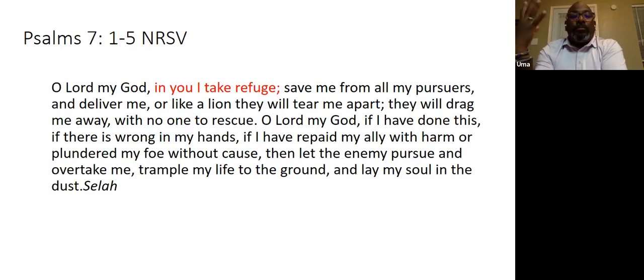So I found four verses in four different translations. And this particular translation used a different word, which really threw me for a loop. So, "O Lord my God, in you I take refuge. Save me from all my pursuers and deliver me, or like a lion they will tear me apart. They will drag me away with no one to rescue. O Lord my God," and so forth.